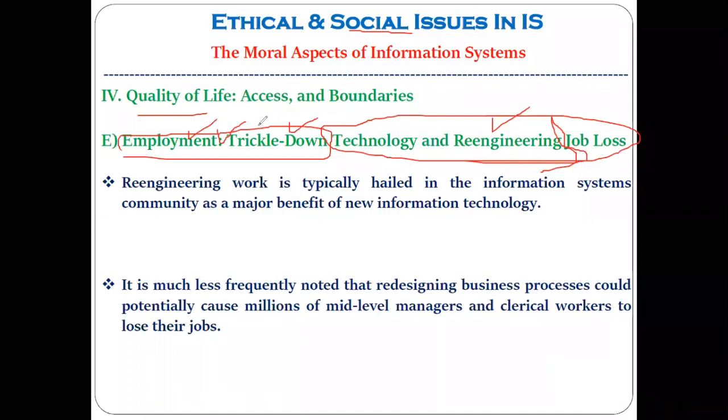Because of the advancement in information technology and systems, there is a decrease in the employment level. All of you agreed? Yes, sir. Why has this happened and how can it happen? Because of technology, re-engineering is happening in a number of organizations. Re-engineering means the redesigning of the process and procedure which was being followed before the entry of information technology and systems. Like previously we discussed the example of bank.